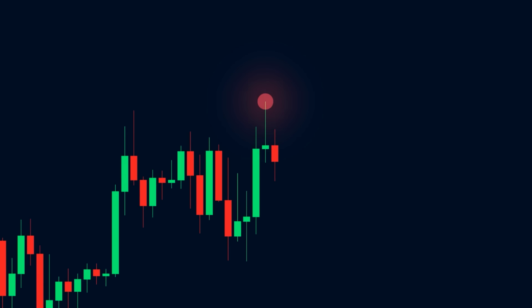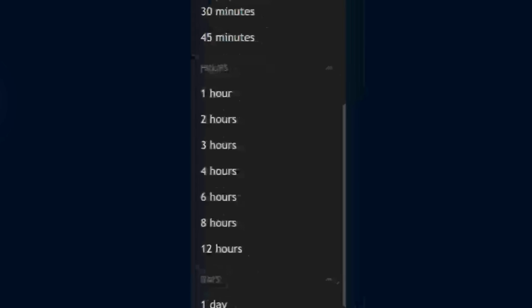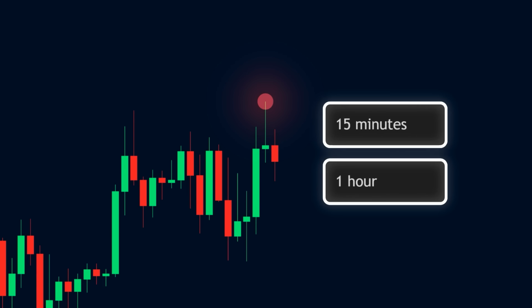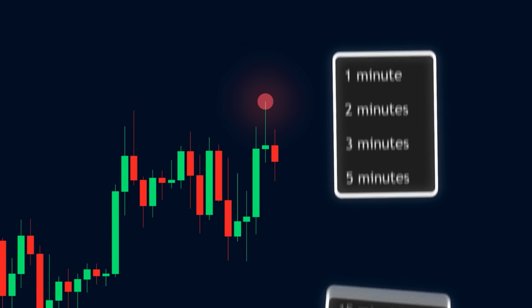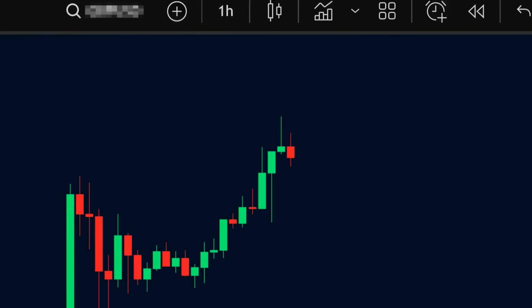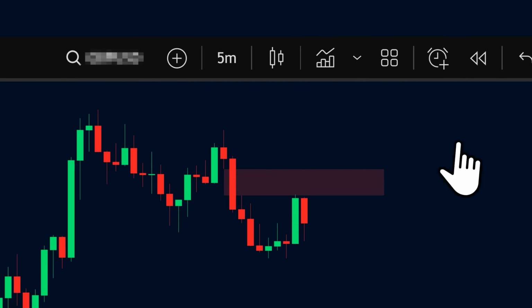The key isn't just spotting liquidity grabs on your chart, it's knowing which ones actually matter. And that's where higher time frames come in. A liquidity grab on a 15-minute or 1-hour time frame often controls the market, while the lower time frame helps you find a good area to open a position. So the strategy is simple. Use higher time frame liquidity grabs for context, then drop down to a lower time frame to find your entry.